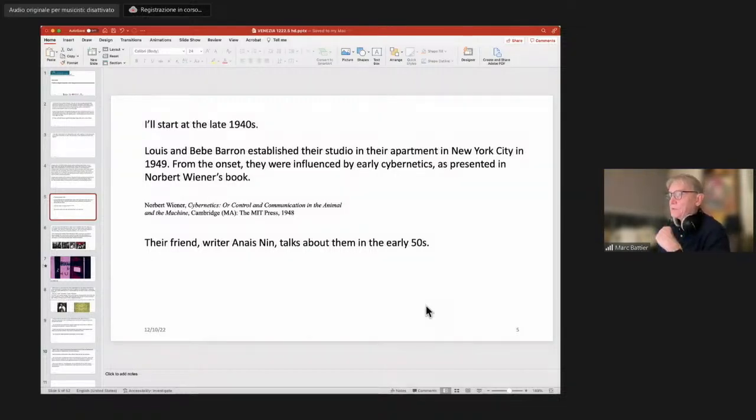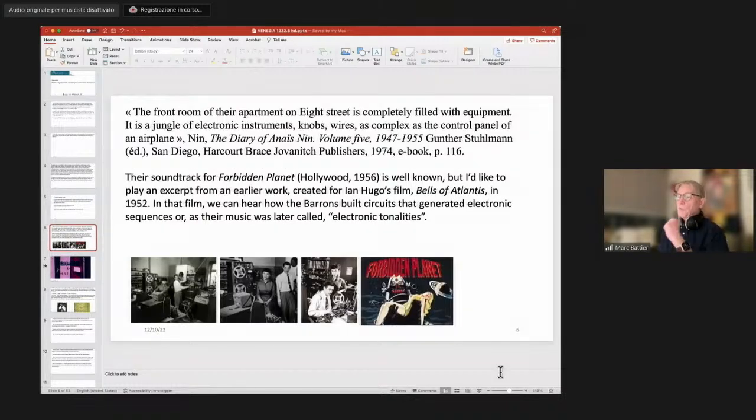Louis and Bebe Barron established their studio in their apartment in New York City in 1949. From the onset, they were influenced by early cybernetics as presented in Norbert Wiener's book, Cybernetics, or Control and Communication in the Animal and the Machine, published in 1948. Their friend, writer Anaïs Nin, talks about them in the early 50s. The front room of their apartment on 8th Street is completely filled with equipment. It's a jungle of electronic instruments, knobs, wires, as complex as the control panel of an airplane.